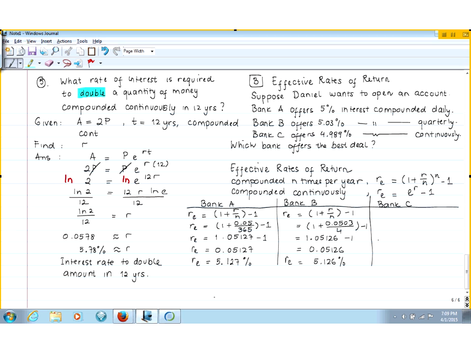Now let's see about bank C. This is the one that gives continuously compounded. So for bank C, RE is e^r minus 1. RE, by the way, is effective rate of return. So e raised to 0.04989 minus 1. So this is equal to 0.05106. How many percent is this? This is 5.106%.